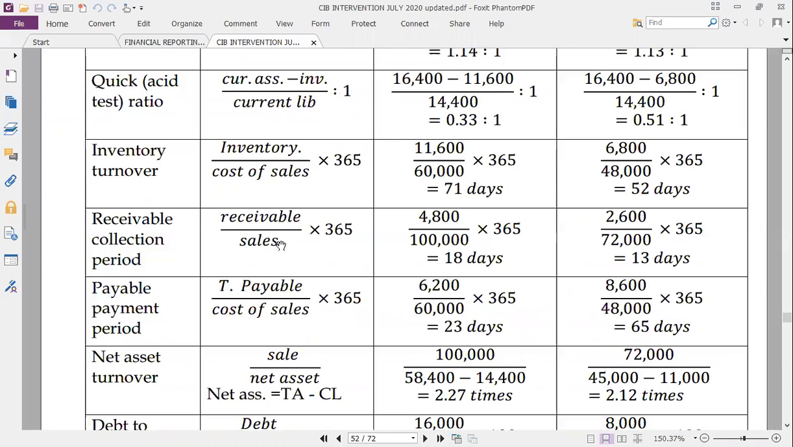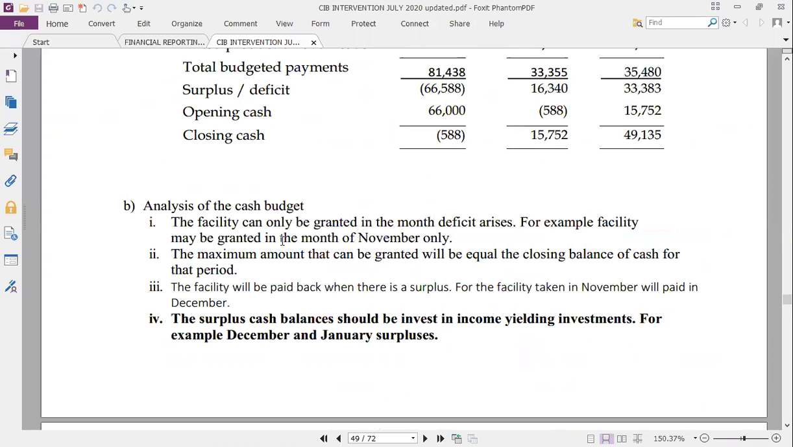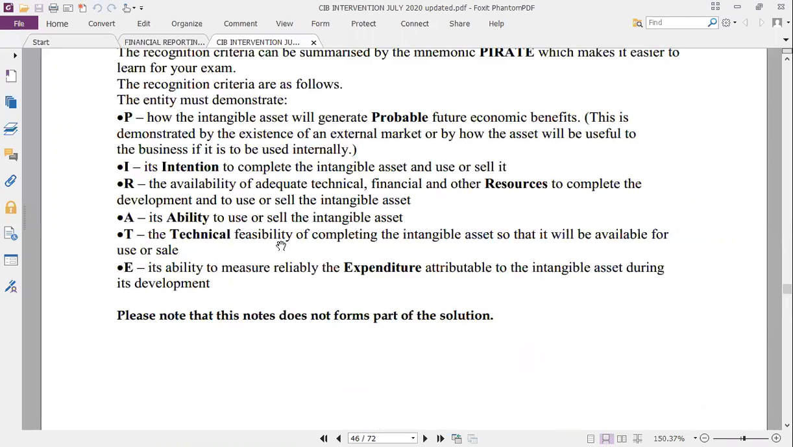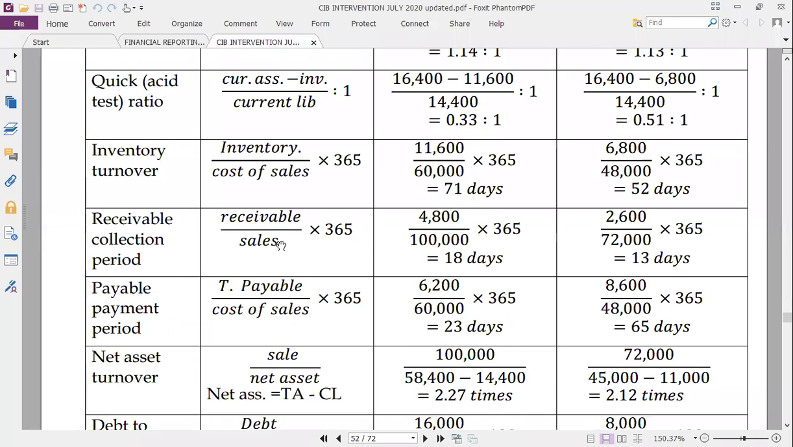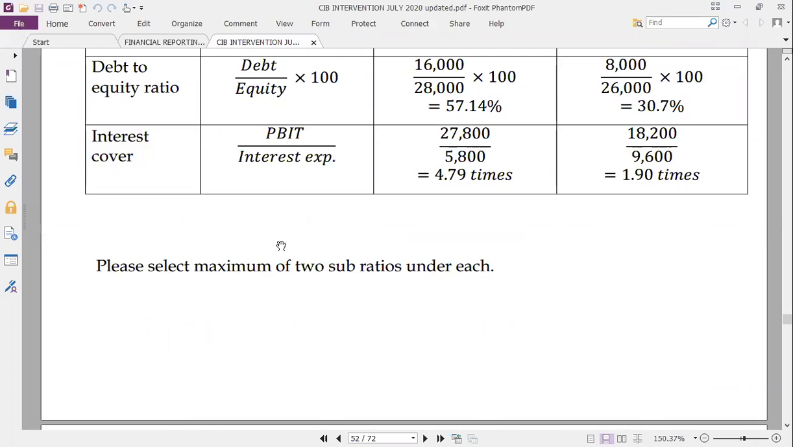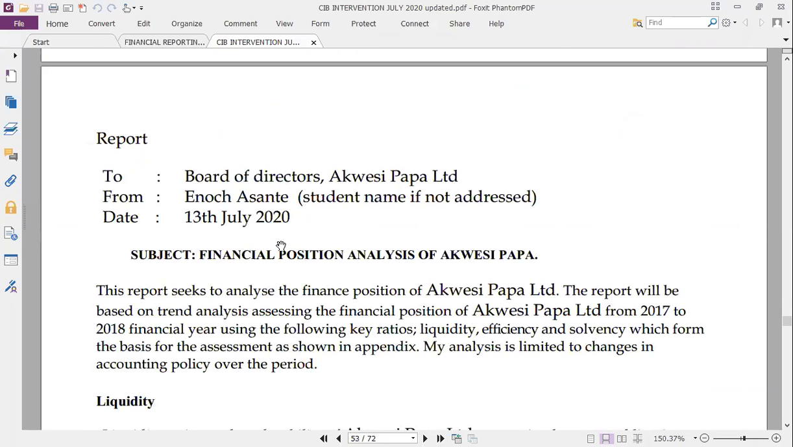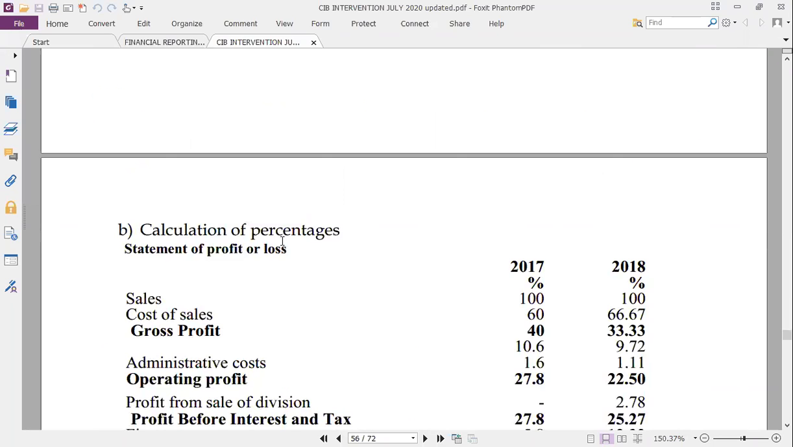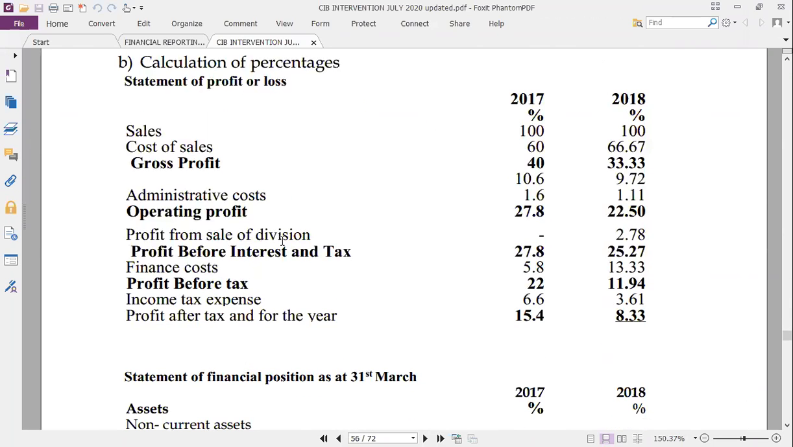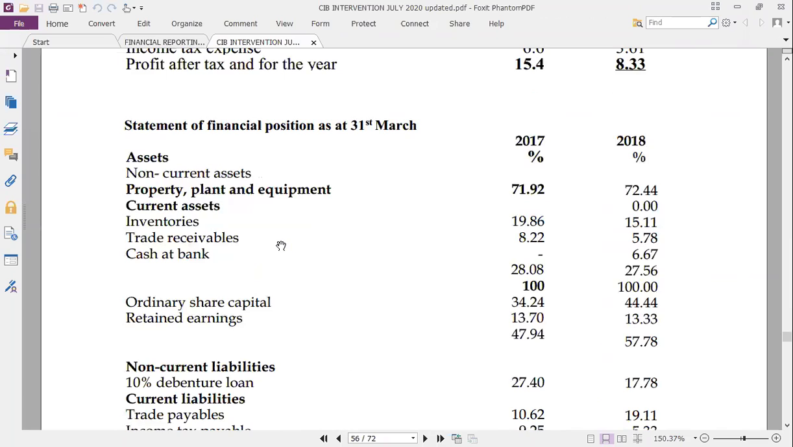Okay. So where is it? Can't find it though. Okay, so this is the question. It is a common size analysis for financial position. So 71.92, 19.86, 8.22 in that order. You fill the column. You are done.